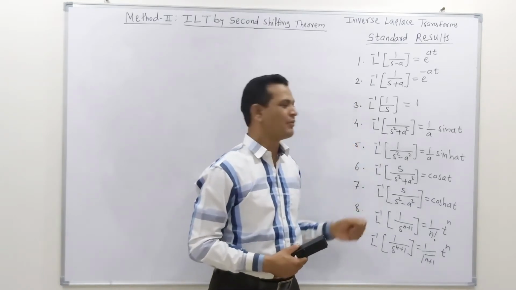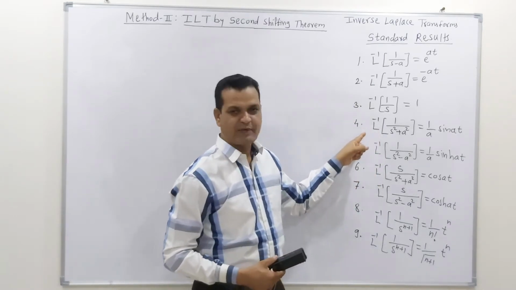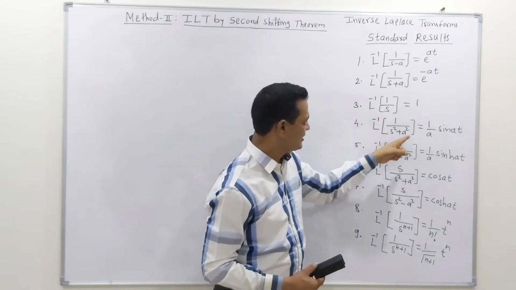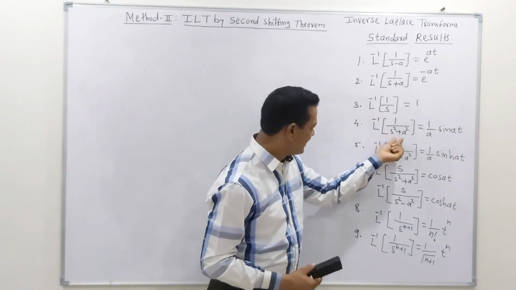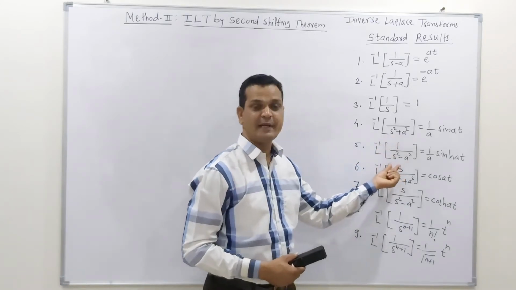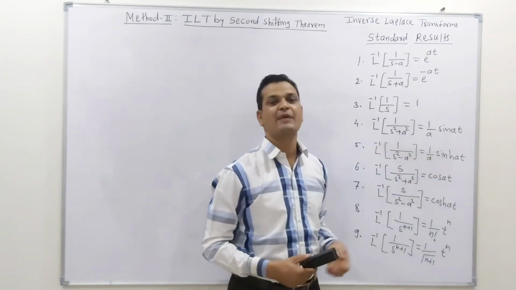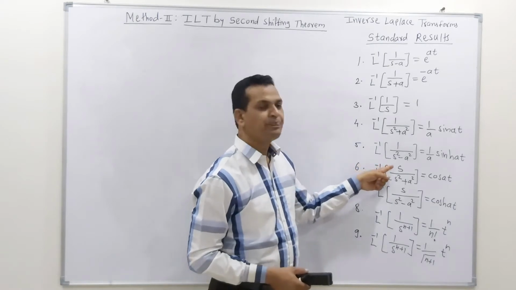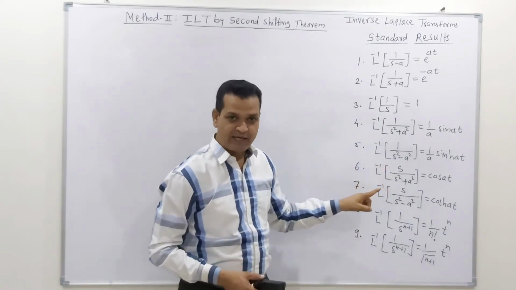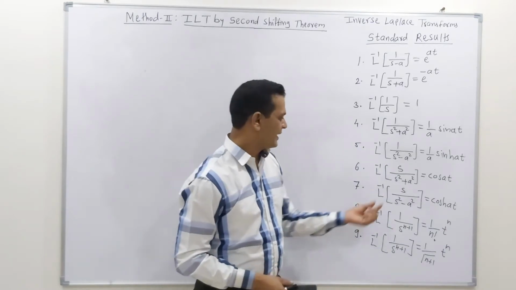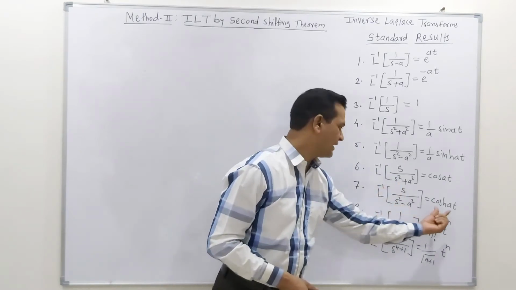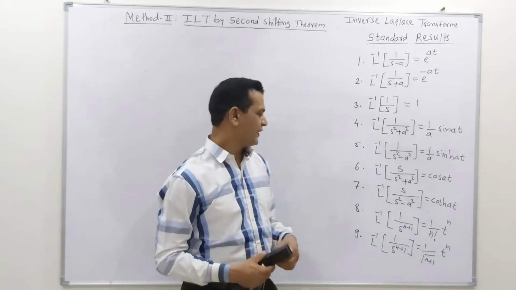Inverse Laplace transformation of 1 upon s is 1. Then inverse Laplace transformation of 1 upon s square plus a square is 1 upon a sine of at. Then if the middle sign in the denominator is minus, we can write this as a hyperbolic function. If s is present in the numerator, then we can write this as cos of at. Again, if the middle sign is minus, then we can write this as hyperbolic cos of at.